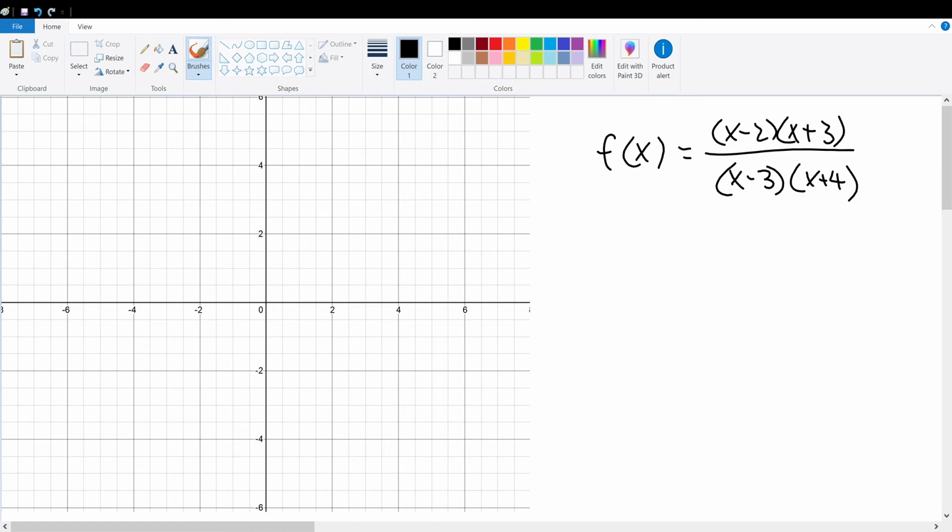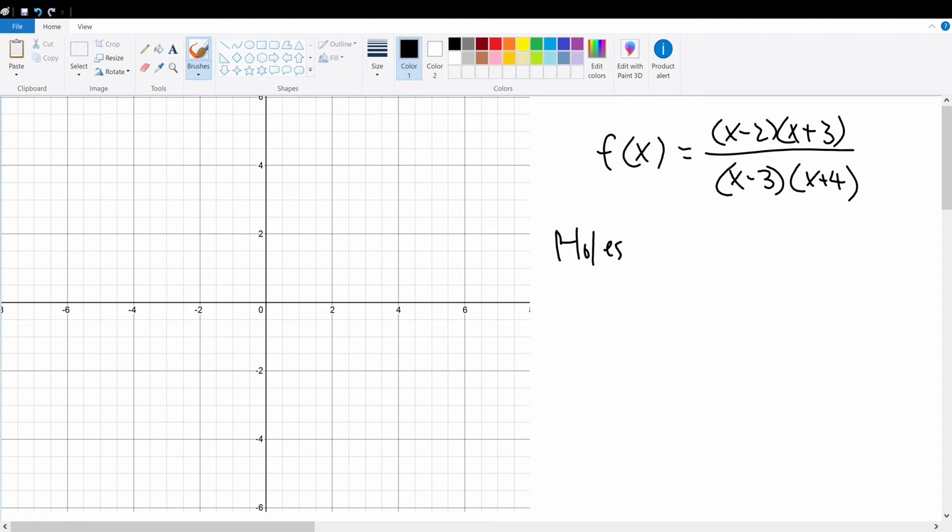Today we're going to be analyzing how to sketch rational functions, taking up this example of f of x equals (x minus 2)(x plus 3) divided by (x minus 3)(x plus 4). When we begin to sketch a rational function, we must find these attributes of it.